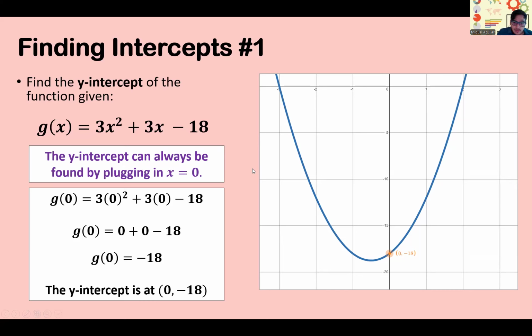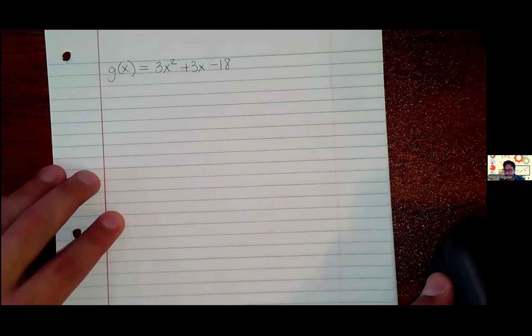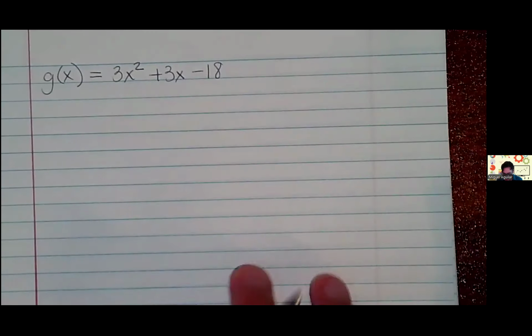So that was the y-intercept. Now we have to find the x-intercepts. And the x-intercepts are going to be a little bit more complicated. So I want to do the x-intercepts on paper because, well, I think that seeing a human hand work these out is a little bit better than seeing some PowerPoint animation. So g of x is equal to 3x squared plus 3x minus 18. And then we shift on over to our magical document camera. Okay. And then we zoom in a little bit so that you guys don't have to strain your eyes too much. Okay.